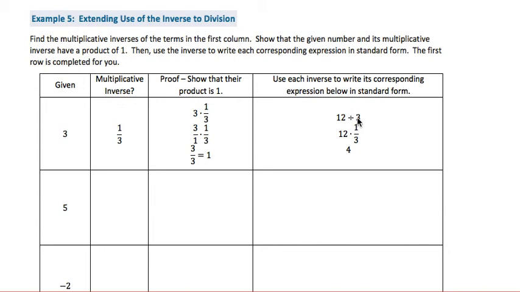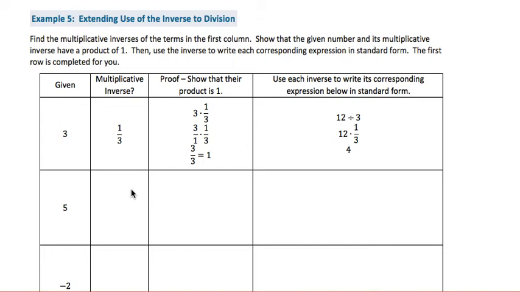Then they put that inverse into a standard problem. The first number is randomly chosen. So we're doing 12 divided by 3, that's the given number, and we change that to multiplication of the inverse, 12 times 1/3, which is 4.